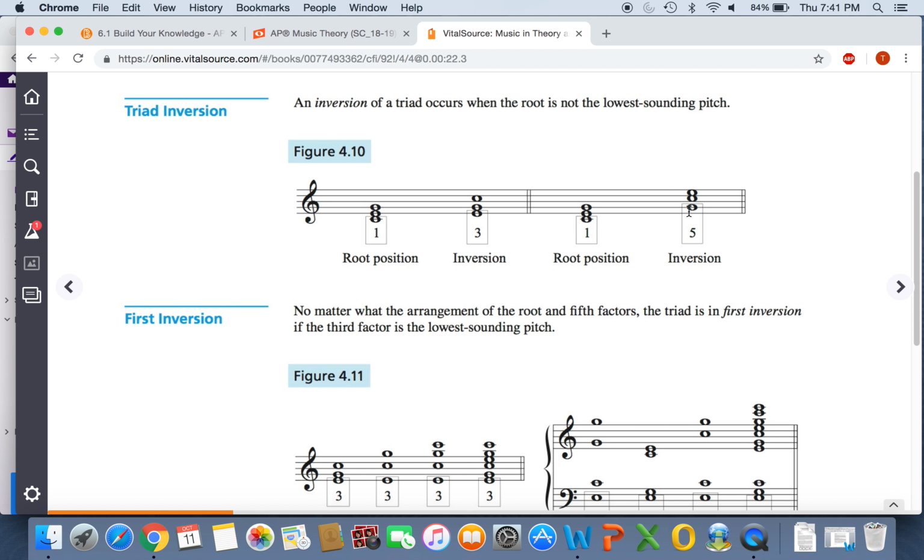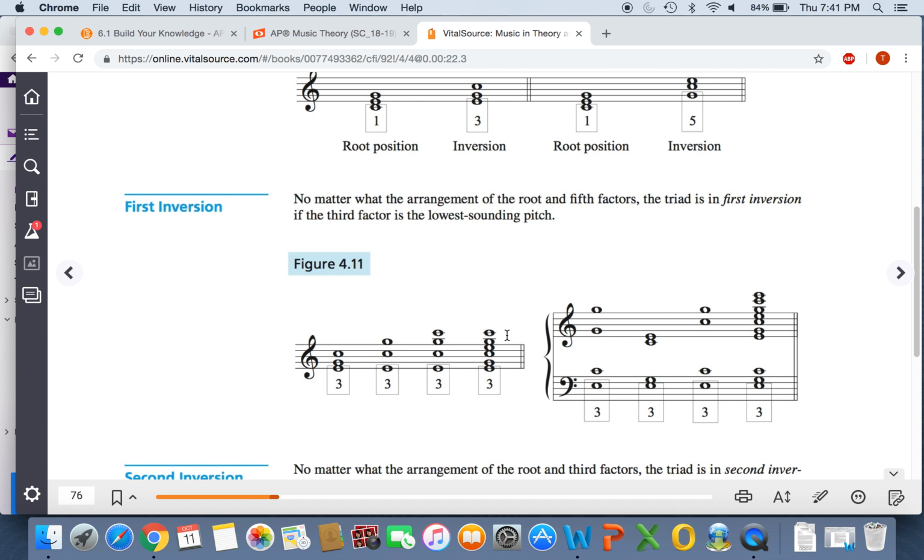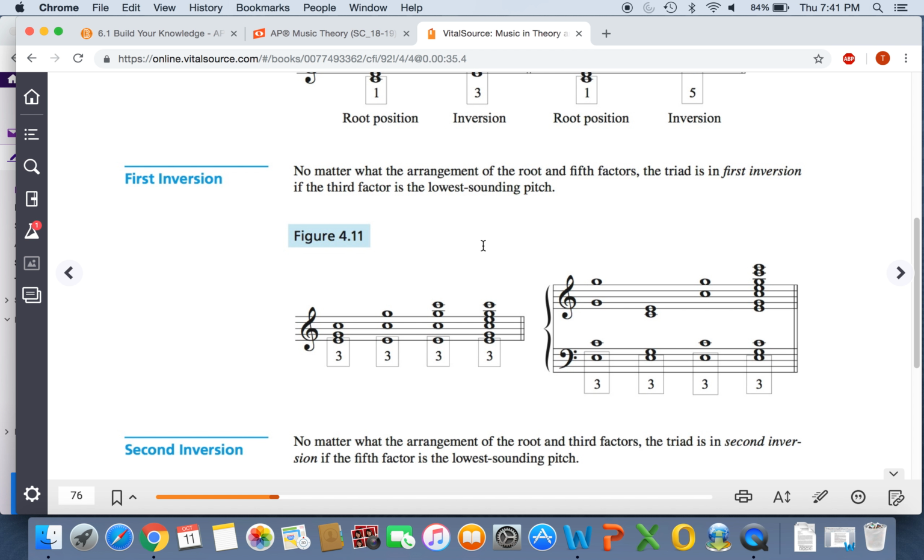And you can invert it. That's a first inversion, by the way, if it starts on the third of the chord. If it starts on the fifth of the chord and then the other two fill in above it, that's called a second inversion. So you have to know your intervals and you have to know how these fit together. No matter what the arrangement of the root and fifth factors, the triad is in first inversion if the third factor is the lowest sounding pitch.